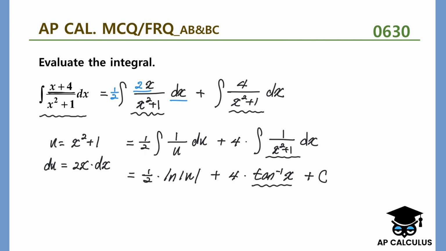And remember, u was originally equal to x squared plus 1, right? So that is equal to 1/2 times natural log x squared plus 1. Since this is always positive, we don't have to use the absolute value anymore, right? So plus 4 inverse tangent x plus c. That's our answer.